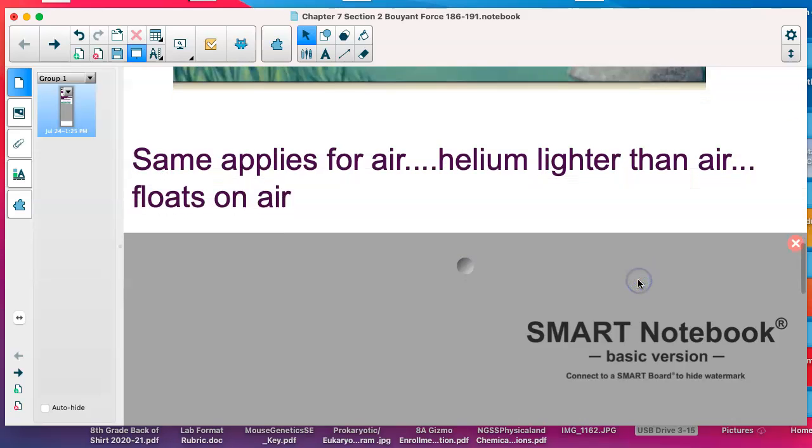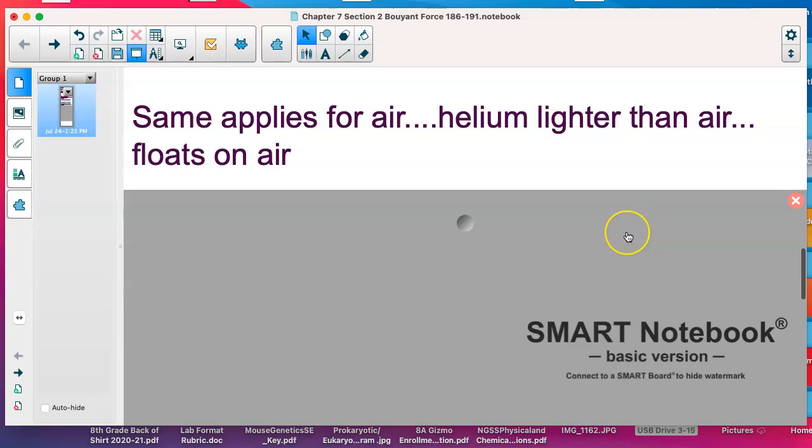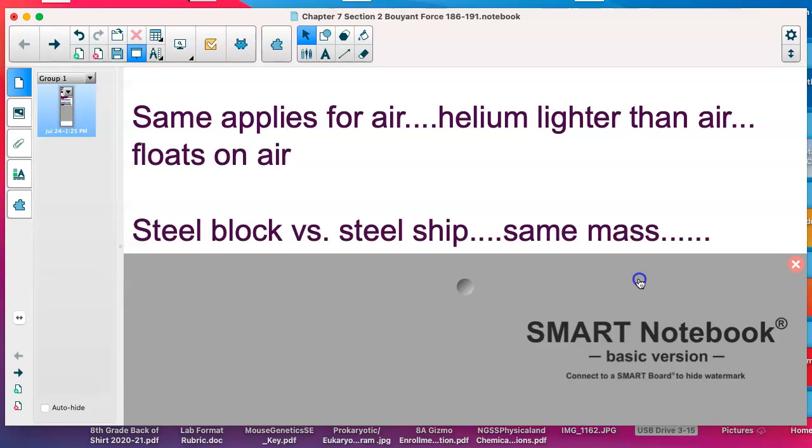So the same applies for air because air is a fluid, remember. So helium is less dense, lighter than air. So we put helium in balloons because helium is less dense. It floats on top of air, right? So they rise up above the air.